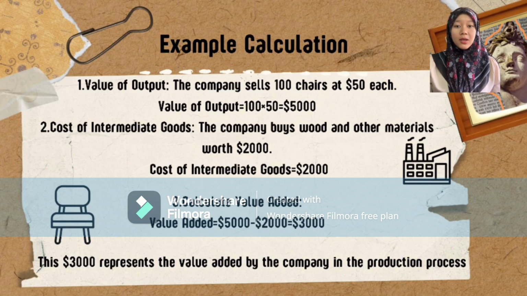Lastly, as you can see, this is an example of how to calculate value added. This is an example of a company that produces wooden chairs. The value of output for the company is 5,000 and the cost of intermediate goods is 2,000. So we need to calculate the value added. Value of output minus the cost of intermediate goods gives us 3,000, which represents the value added for the chairs.